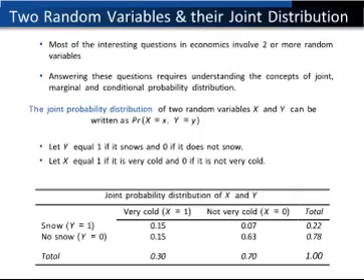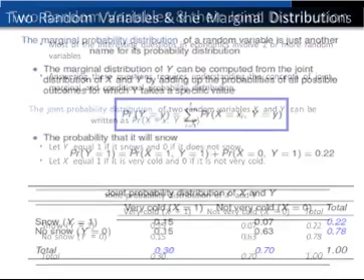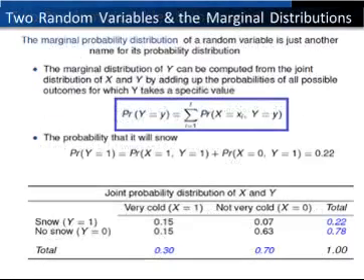Let y equal 1 if it snows and 0 if it does not snow. Let x equal 1 if it is very cold and 0 if it is not very cold. Look at the example. We get one probability by row and column wise total. Two random variables and the marginal distributions. The marginal probability distribution of a random variable is just another name for its probability distribution.